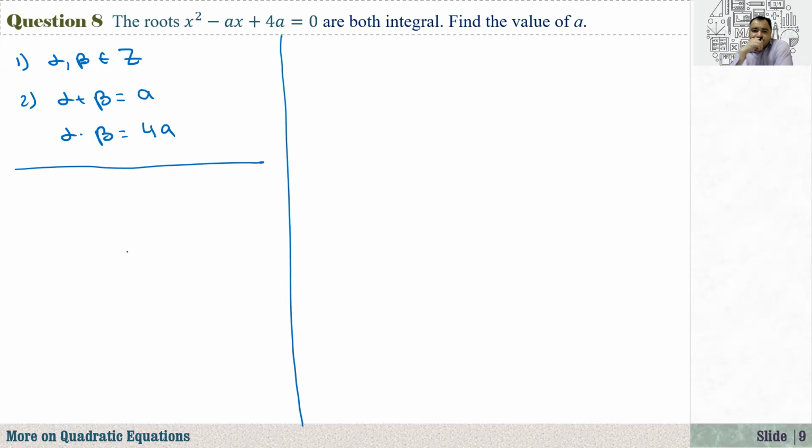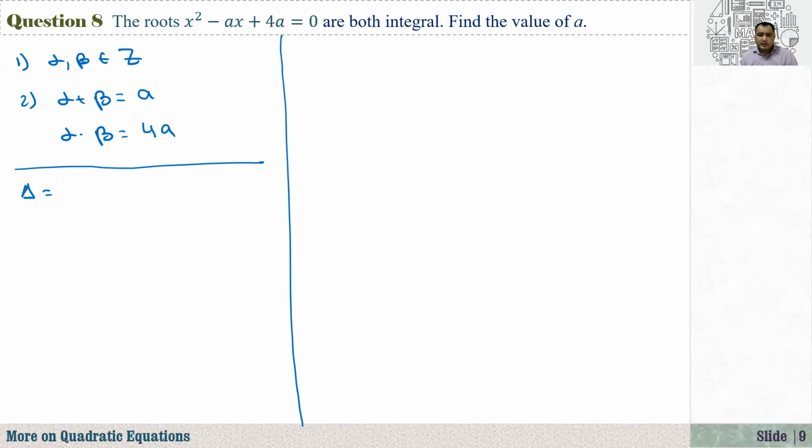Now continue. Since both are integers, let's find the discriminant first, because we know that for a quadratic equation to have two roots or real roots, the discriminant should be greater than or equal to 0.